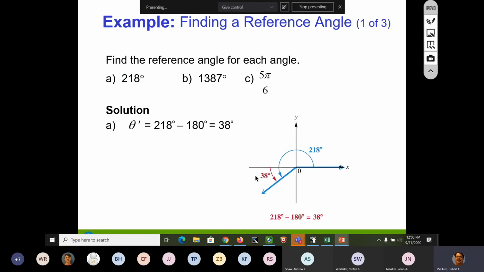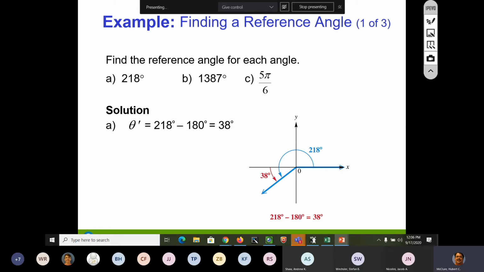Oh, they're wanting it with 180. I'm sorry. I thought they wanted it with 360. Okay, well, you could do that. They don't really give you specification here. I guess they're wanting the closest quadrant. Okay, so my bad.